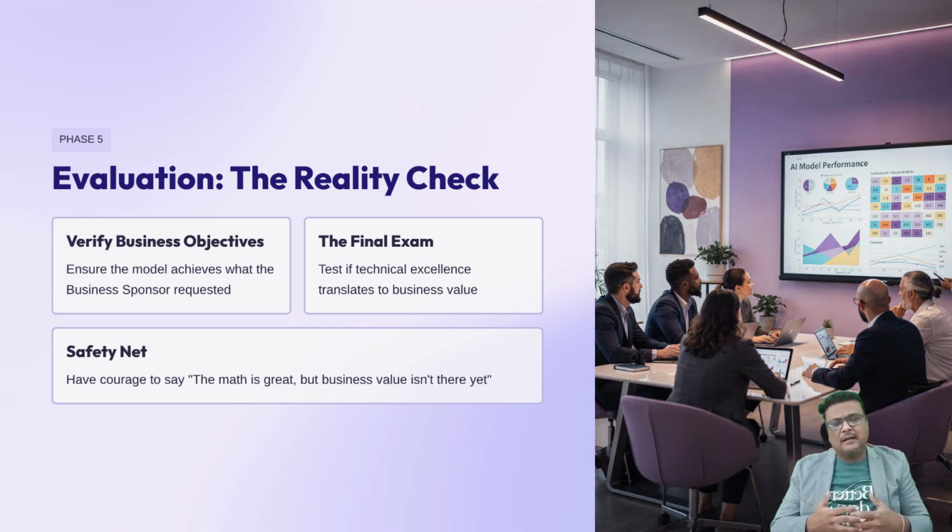I once saw a team build a perfect AI that could identify different types of flowers with 99% accuracy. It was a technical masterpiece. But when we got to the evaluation phase, we realized the business goal was actually to identify weeds in a cornfield. The model was brilliant at roses, but it didn't know anything about weeds. We had to go back. Evaluation is your safety net. It's where you have the courage to say the math is great, but the business value isn't there yet.